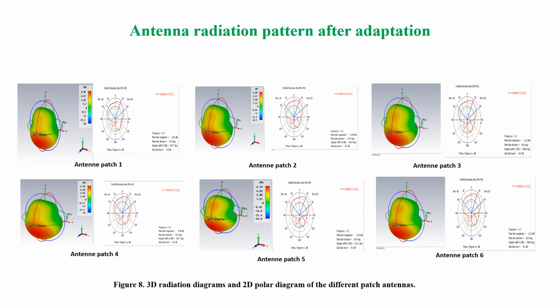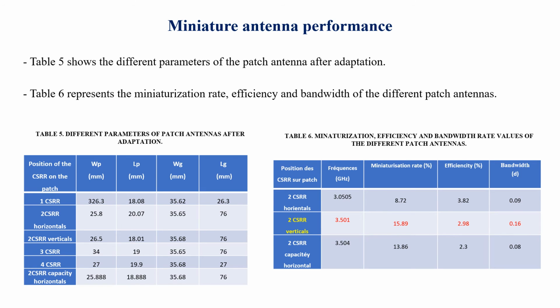Radiation pattern after adaptation. The figure 8 gives 3-dimensional radiation diagram and 2-dimensional polar diagram of the different patch antennas. Miniaturization and antenna performance. Table 5 shows the different values of the parameters of the patch antenna after adaptation, and Table 6 represents the miniaturization rate, efficiency, and the bandwidth of the different patch antennas.